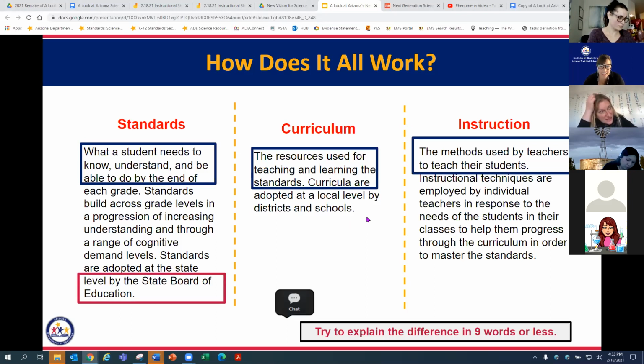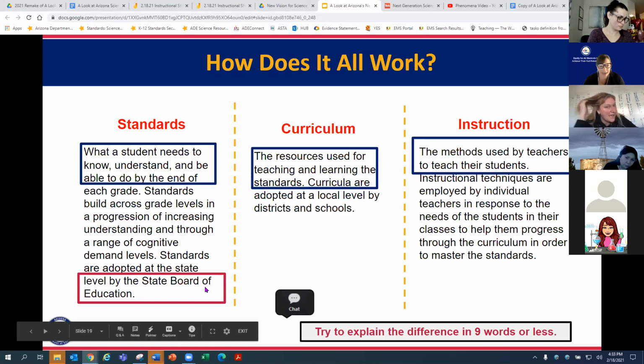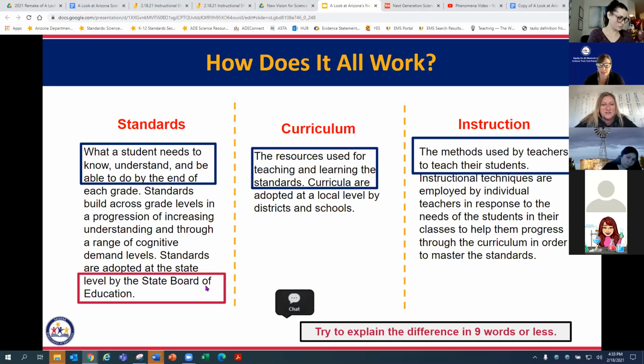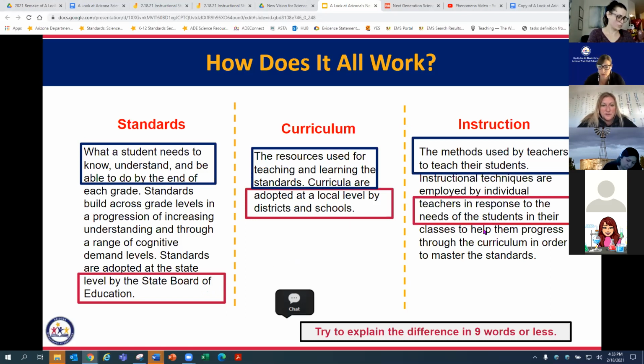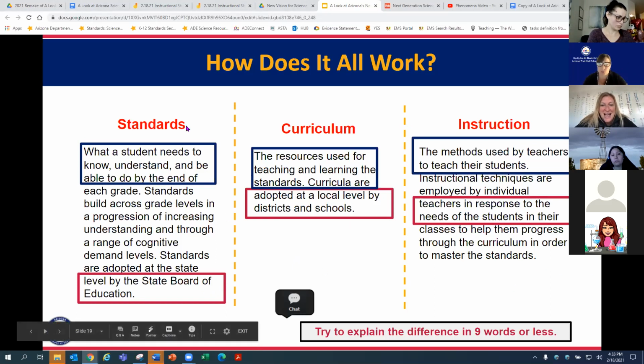And who is adopting these? Yep, somebody said this in the chat. This is at the state level. This is at the local level. We are a local control state. And then who is responsible for the instruction? It gets down to the individual teacher level. Yeah, Christine, nice, thank you so much. So remember, we're in standards world today.